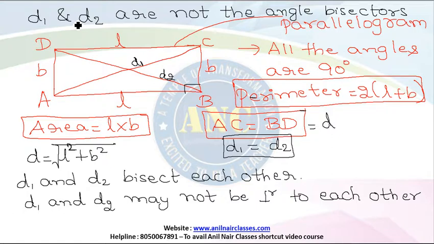Those diagonals will not be perpendicular to each other, but they will bisect each other, and the diagonals will not be the angular bisectors. They will not bisect the angle into two equal parts. I hope it is very, very clear till this point.